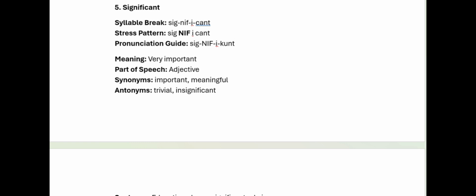In is a prefix which means no or not. That means something which is not significant is insignificant. Similarly, trivial. Trivial is something very silly, unimportant.